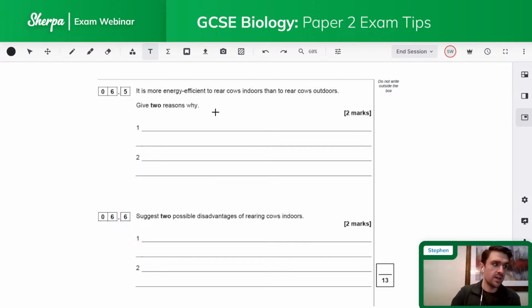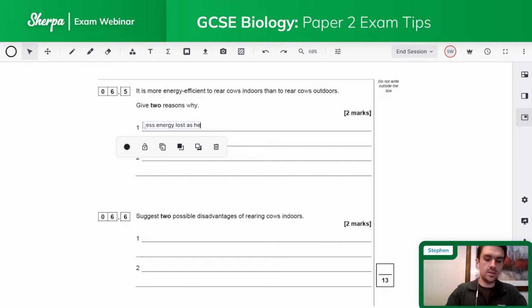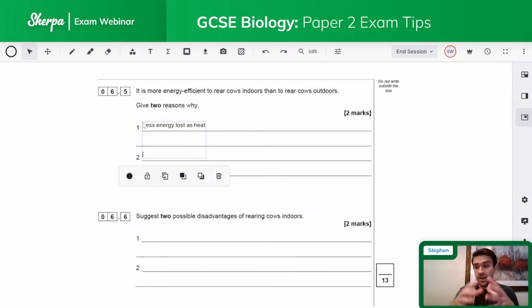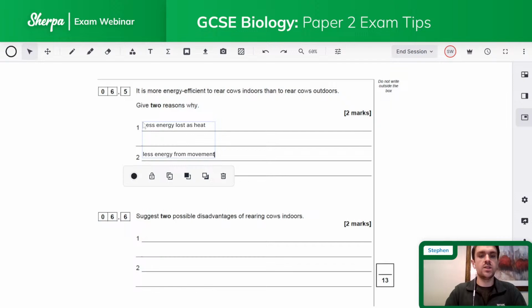Inside is warmer, okay? So they're not going to lose as much heat, so less energy is lost as heat. So that could be one point you make. Additionally, they're indoors, kept within smaller limits, they can't move about as much, so they're going to lose less energy from movement as well. Okay, so we're really thinking about the words that the question is asking us.